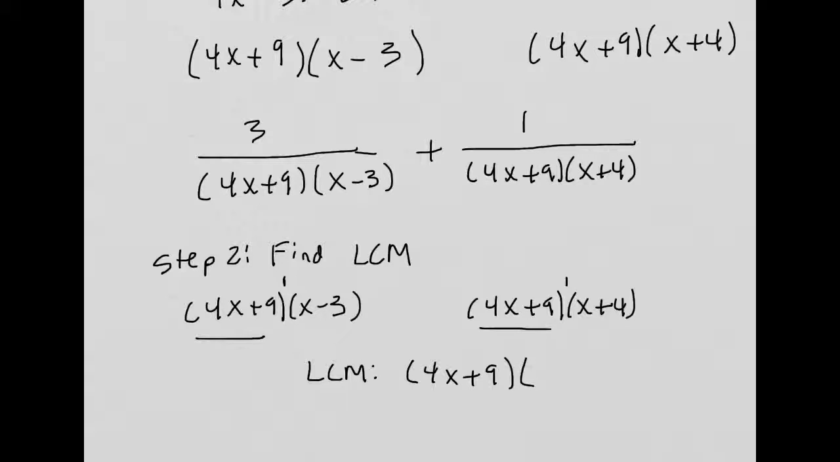Okay, my least common multiple also has to include an x minus 3 factor. Otherwise, my common multiple won't be a multiple of this first guy. So this is supposed to be a multiple of both of my denominators. So it has to include the 4x plus 9, it has to include the x minus 3, it also has to include the x plus 4, otherwise it won't be a multiple of the second denominator. So my least common multiple has to have a 4x plus 9, an x minus 3, and an x plus 4 in it.